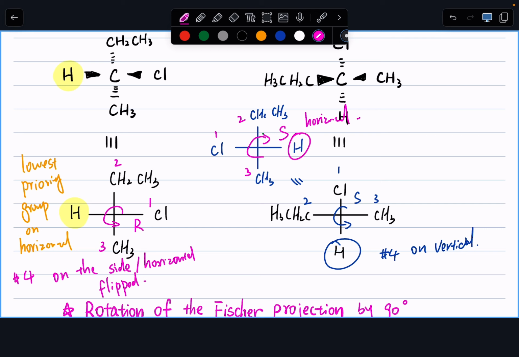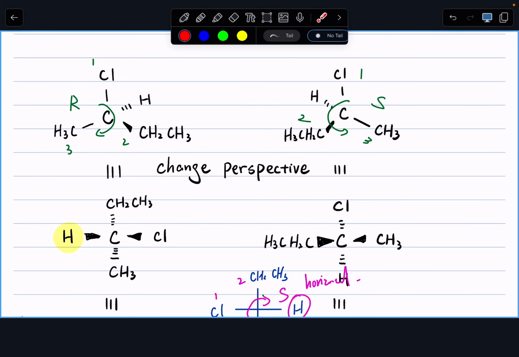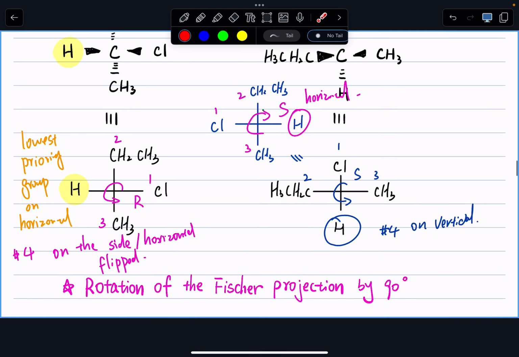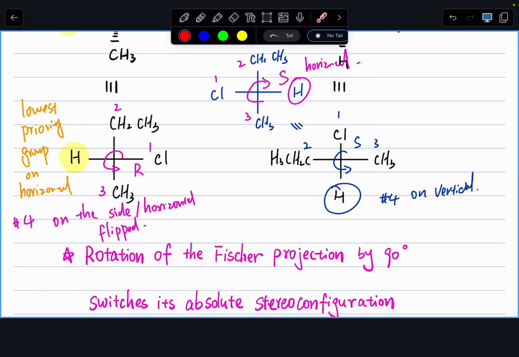Yes? So to draw the Fisher projection, will you be given like that first one? Well, to draw the Fisher projection, we can give you this molecule and ask you to draw the Fisher projection. Like for this one, which is the S stereoisomer, both this conformation and this conformation are identical. These are both correct. So for Fisher projection, the most important take-home message is that rotation of your Fisher projection by 90 degrees will switch its absolute stereo configuration. So for Fisher projections, you cannot simply rotate the Fisher projection. It is a specific drawing.